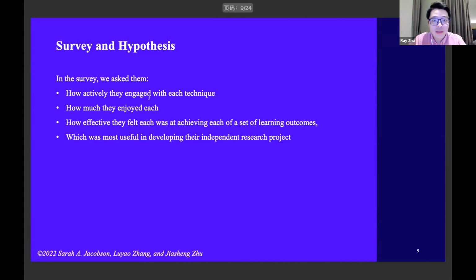First, how actively they engaged with each technique. Second, how much they enjoyed each. Third, how effective they felt each was at achieving each of a set of learning outcomes. And last, which was most useful in developing their independent research project.